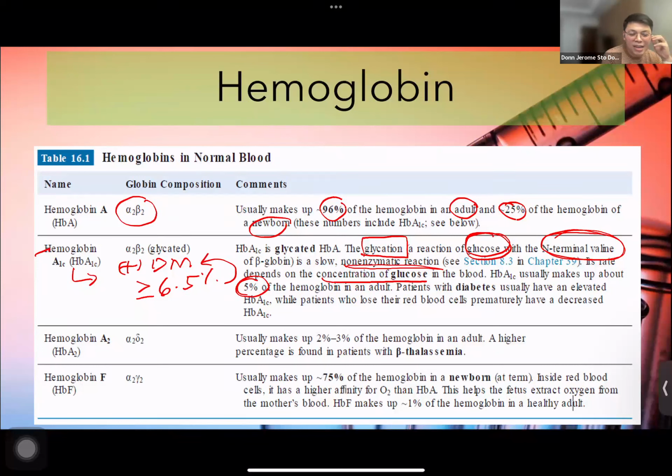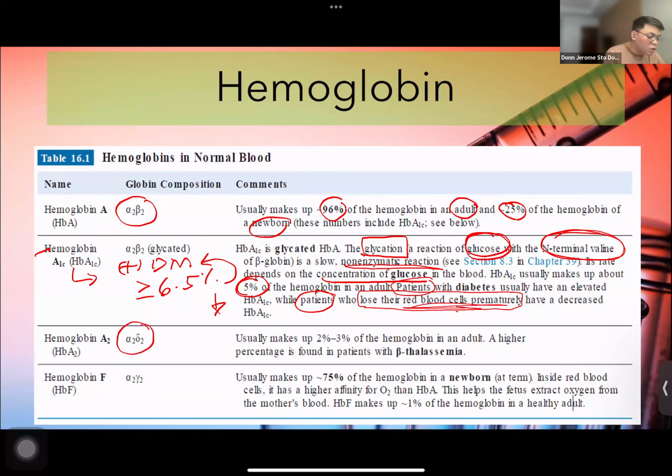But there's again an exception to the rule. In patients who lose their blood prematurely, sino ba yon? Yung may mga hemolytic anemia, hemolysis. Ano ang value ng hemoglobin A1C? It's falsely low. So we cannot use hemoglobin A1C as a diagnostic tool in patients with hemolytic anemia. Okay? Please remember that.